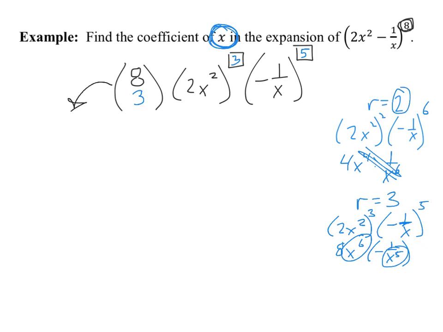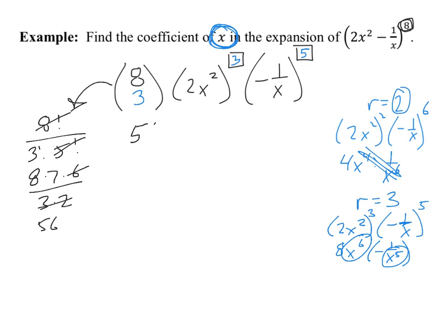So this 8, 3 combinatorial coefficient will be 8 factorial over 3 factorial, 5 factorial. The 5 factorial is going to cancel the 8 factorial down to just being 8, 7, 6. And the 3 factorial would be 3 times 2. Those will take out the 6 and leave me with 56. Okay, so I'll have 56 from this. I'll have 8x to the 6th from this. And then over here, I'll have negative 1 over x to the 5th.